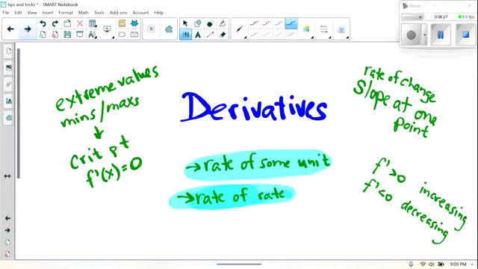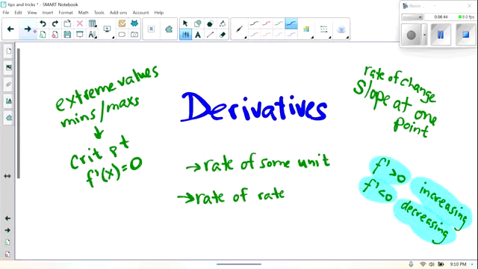The rate of some unit, if I have gallons and I want gallons per minute, that's a derivative. Or if I have a rate, gallons per minute, and they want the rate of that rate, we're taking the derivative.